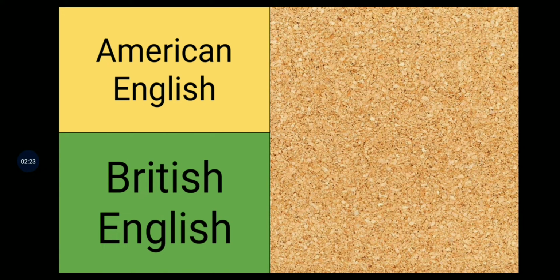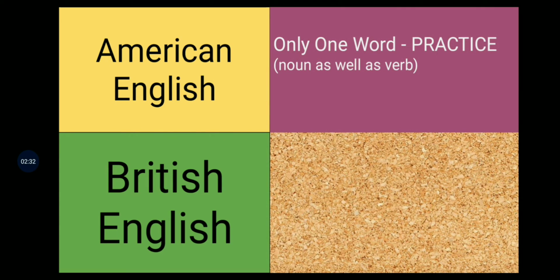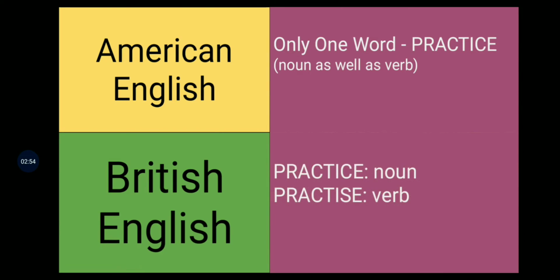Now in American English, there is nothing called practice with an S. They only have practice with the C. So practice with the C is used as a noun as well as a verb. So this might appear to be quite easy for people who find it difficult to remember the difference. If you're using American English, you're quite safe and you can use practice with the C both as a noun as well as a verb. But the confusion arises when we use British English, because in British English, we have practice with the C as a noun and practice with an S as a verb.